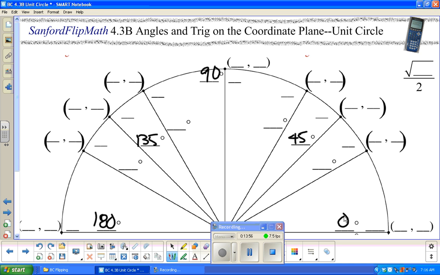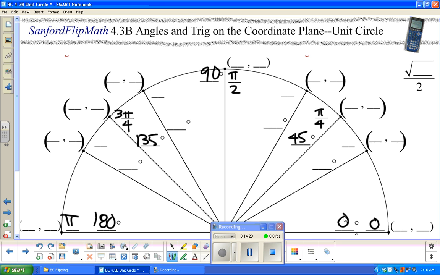For radians, I'm going to go by 45s also. 0, pi over 4, that's one you want to just know. 2 times pi over 4 is pi over 2. 3 times pi over 4 is, you guessed it, 3 pi over 4. 4 pi over 4 is really just pi. Well, you should know that 180 is pi anyway. That's where it all starts.